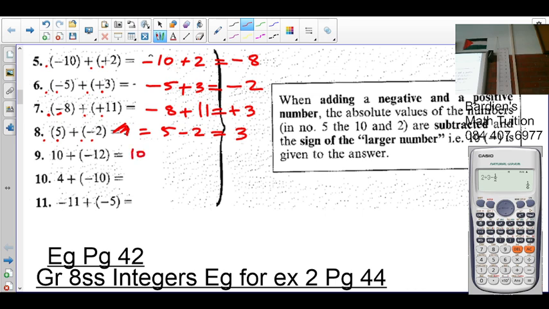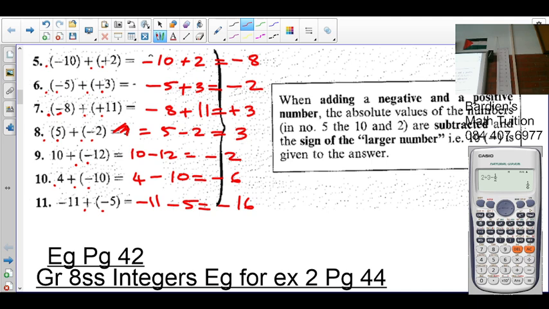10. We will write it as it is. There's no bracket keeping that there. So it's positive times negative is negative 12. People, what's 10 minus 12? Negative 2. Let's look at the next one. Positive 4. Positive times negative is negative 10. What's 4 minus 10? Let's look at the next one. It's negative 11. Positive times negative? Negative 5. And what's negative 11 minus 5? Negative 16.